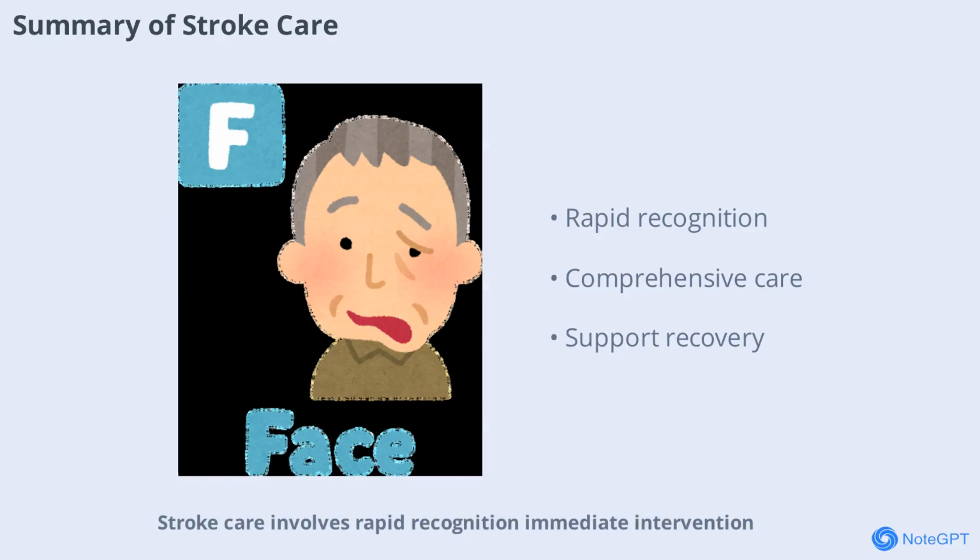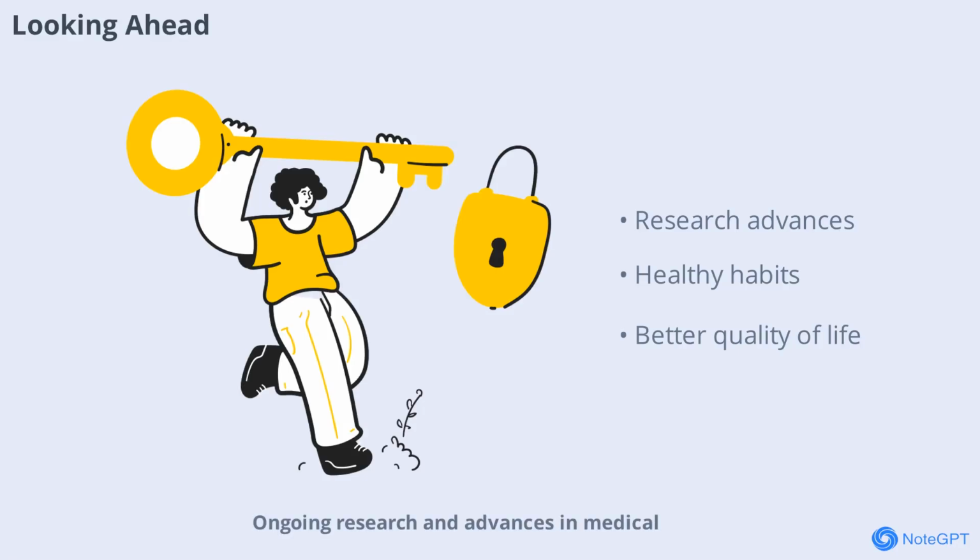Stroke care involves rapid recognition, immediate intervention, and comprehensive rehabilitation. From emergency management to long-term support, every step is crucial for improving outcomes and quality of life. By understanding the types, causes, symptoms, and treatments for stroke, patients and caregivers can take proactive steps to prevent recurrence and support recovery. Ongoing research and advances in medical care continue to improve stroke prevention, treatment, and rehabilitation.